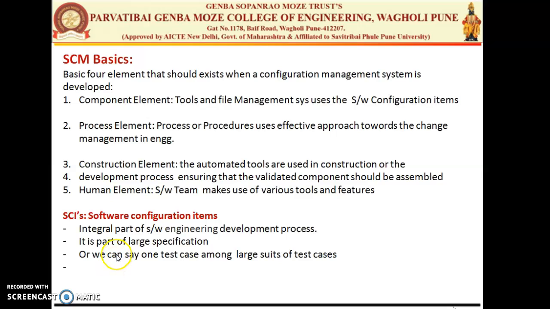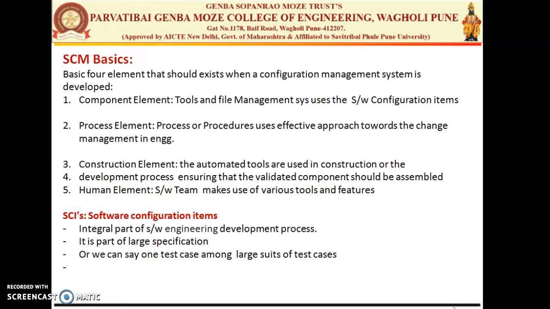So we'll go with the SCM basics, that is software configuration management basics. There are four different elements that should exist when we are talking about a configuration management system. The first one is your component element. The tools in the file management system use the software configuration element, so you need to think about the component element. Second is the process element. That means your process or procedures, the effective approach towards change using software configuration management in your software team.